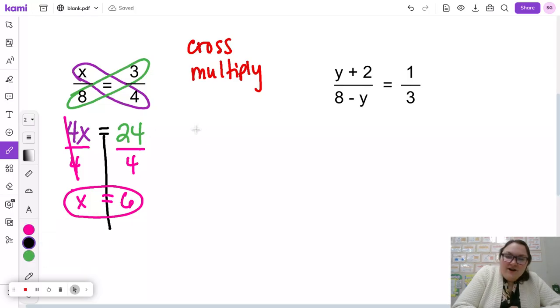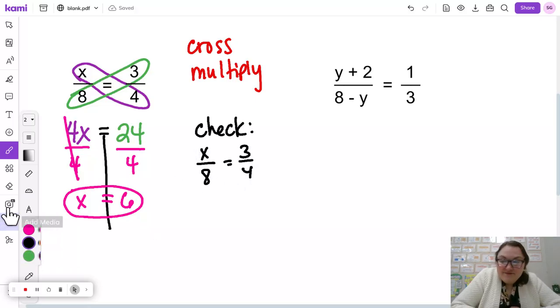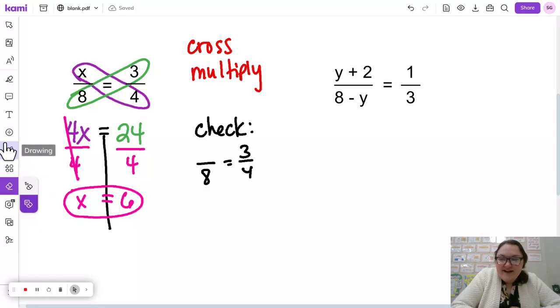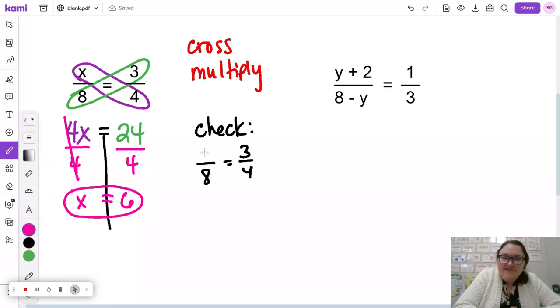The same as all of our equations, we can check this. We are figuring out what that missing number is in our equation. So when we solve this equation, we are trying to figure out what number over 8 is the same thing as 3/4. And we have figured out that number is the number 6. And this is true. If you simplify that fraction 6/8, it does equal 3/4.